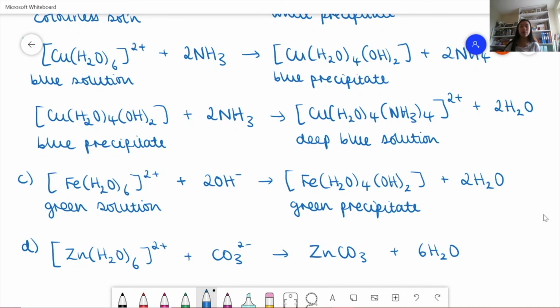And we won't need to know the colours of zinc because it's not on the specification. This is just a question where you can kind of guess what happens.